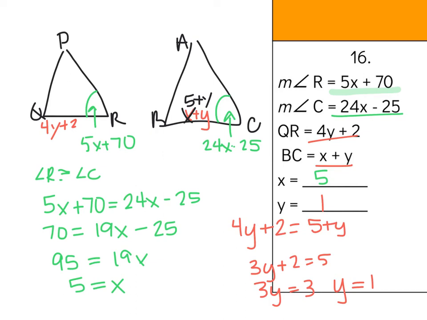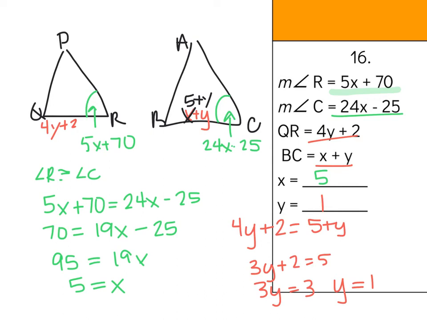Okay, here is number 16. So I've gone ahead and drawn out my diagram. So PQR is congruent to ABC, which means corresponding angles and corresponding sides are congruent. So we'll take a look at R and C first. Angle R and angle C are corresponding angles, so they're equal. So we set these two equal to one another, and we get x equals 5.